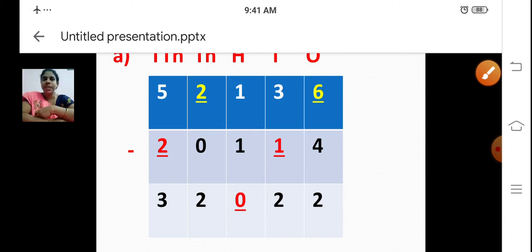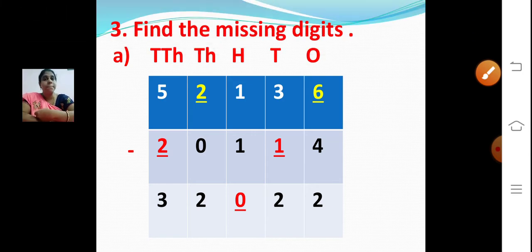Write it down. Understood? To find out the minuend, what you have to do? You're going to add the difference to the subtrahend. Don't forget, to find out the minuend, you're going to add the difference to the subtrahend. To find out the subtrahend, what you have to do? You're going to subtract the difference from the minuend. Right, children?